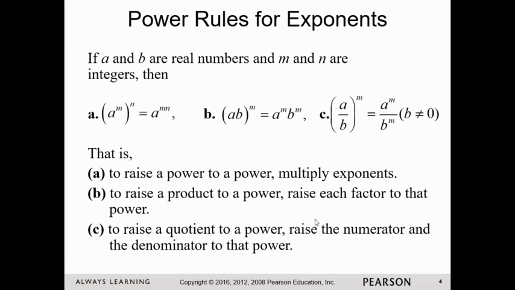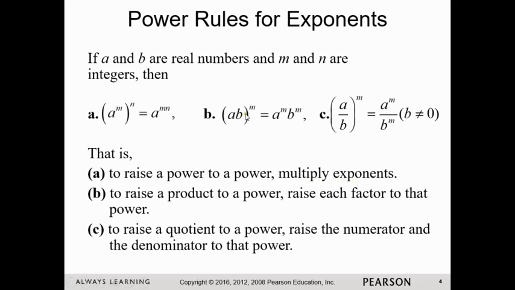Then there are the power rules for exponents. So if we have a and b real numbers and m and n integers, then a to the m to the nth is a to the mn. What we have here is a power raised to a power. So when you raise a power to a power, as it says here, multiply the exponents.